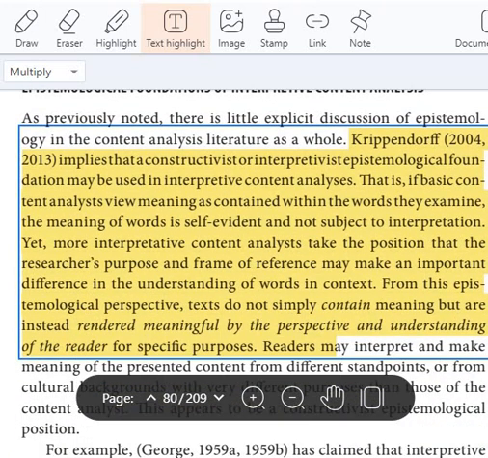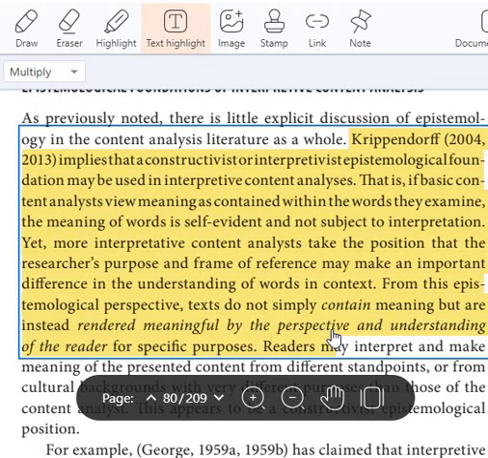However, more interpretive content analysts take the position that the researcher's purpose and frame of reference may make an important difference in the understanding of words in context, because this is related to the researcher's experience and knowledge. From the epistemological perspective, texts do not simply contain meaning. We're not looking at the manifest meaning, okay? They are instead rendered meaningful by the perspective and understanding of the reader for specific purposes, okay?